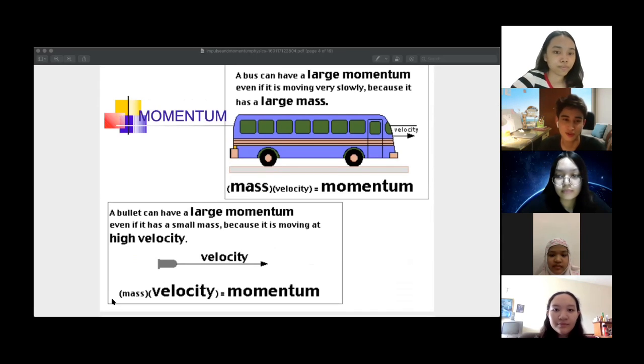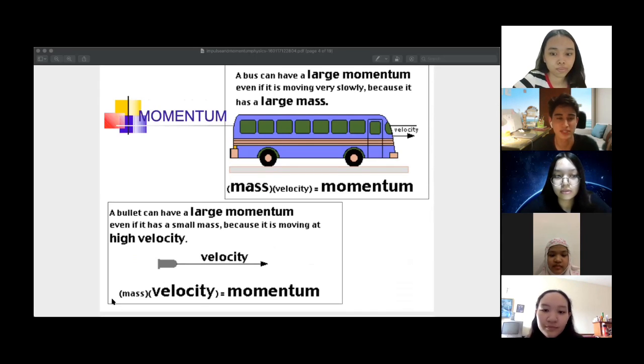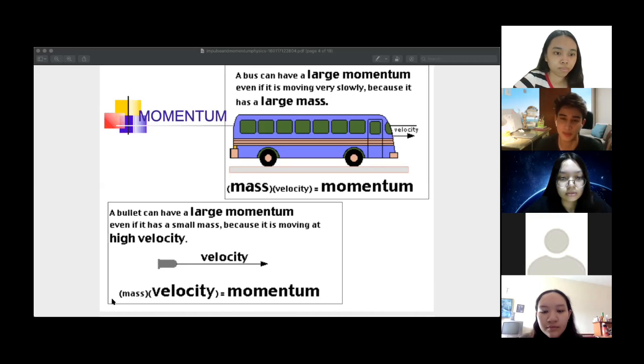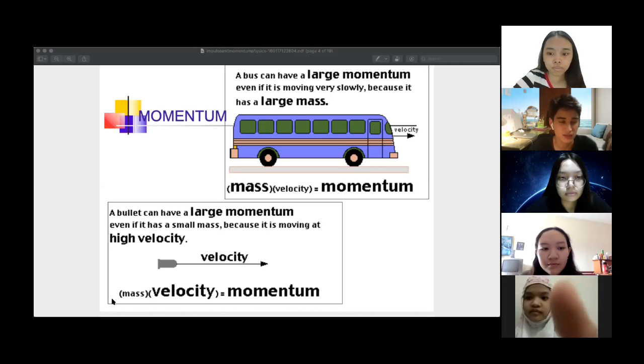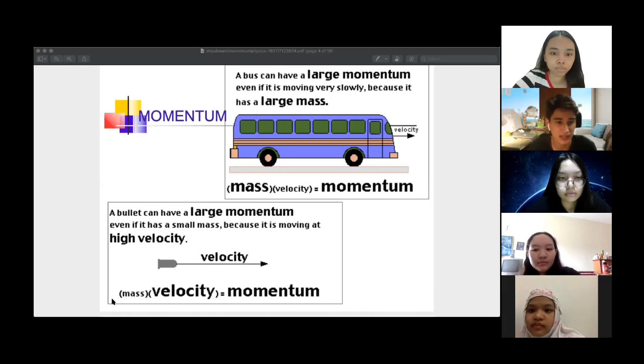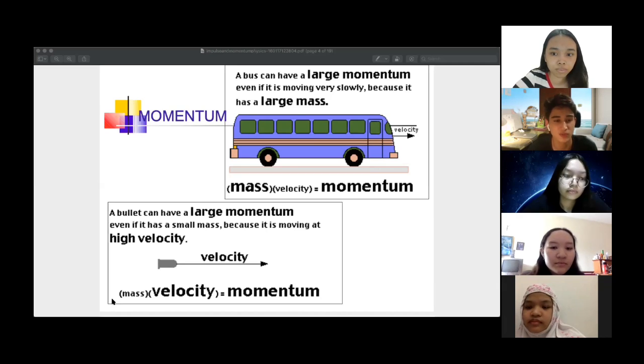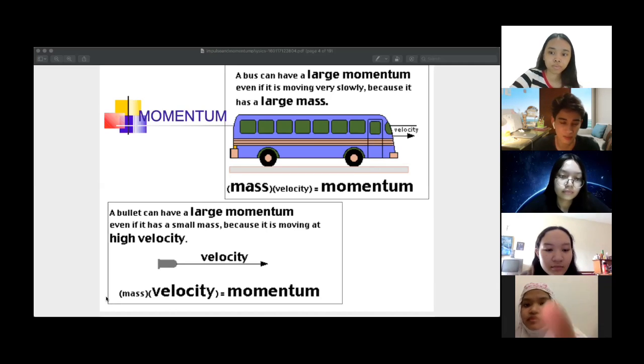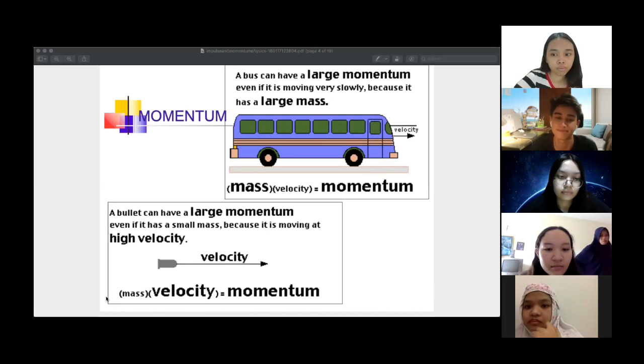The examples for momentum: a bus can have a large momentum even if it is moving very slowly because it has a large mass, because the formula is mass times velocity equals momentum. The second one is that a bullet can have a large momentum even if it has a small mass because it is moving at high velocity, because the higher the velocity, the greater the momentum.